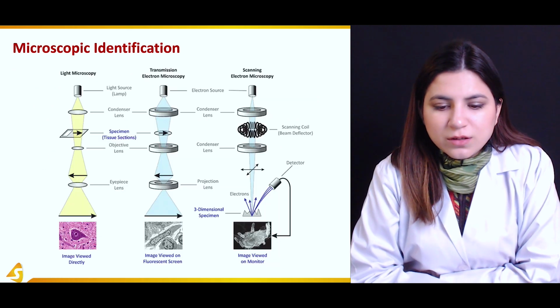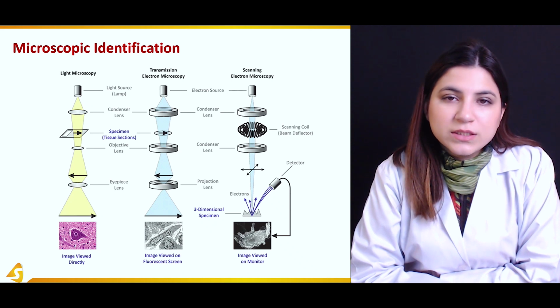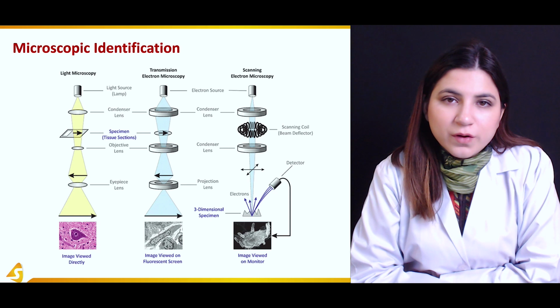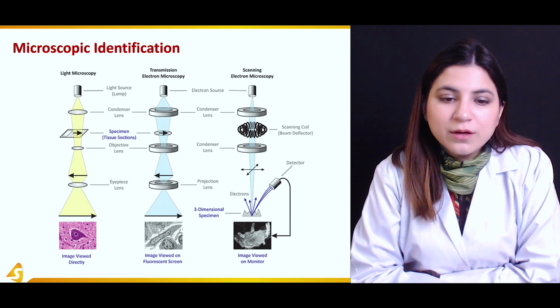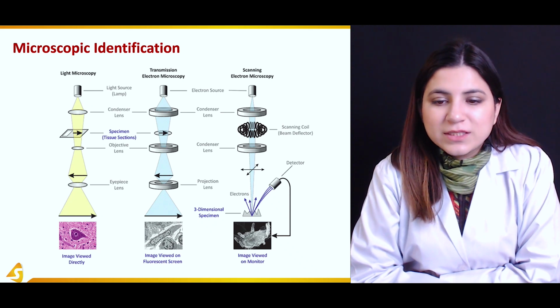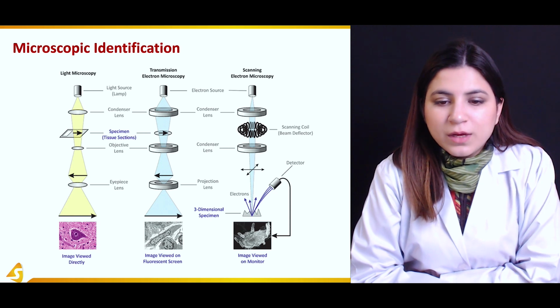This is just an overview of how we can visualize the presence of an infection inside a cell through different types of microscopy. This is a comparison of light microscopy with transmission electron microscopy, also called TEM, and scanning electron microscopy, or SEM.